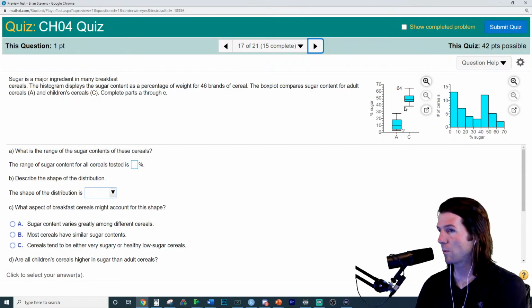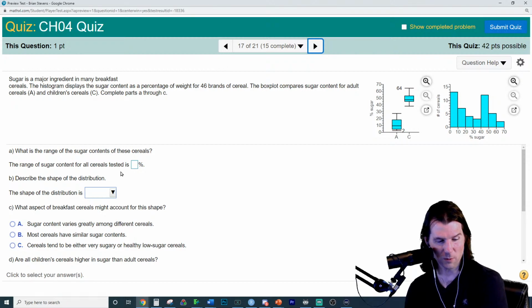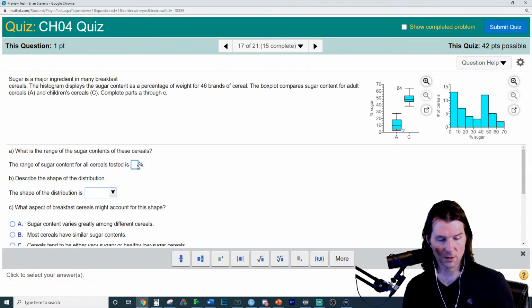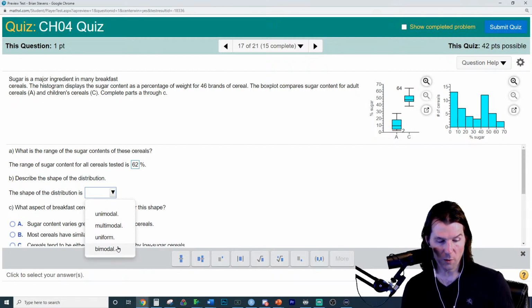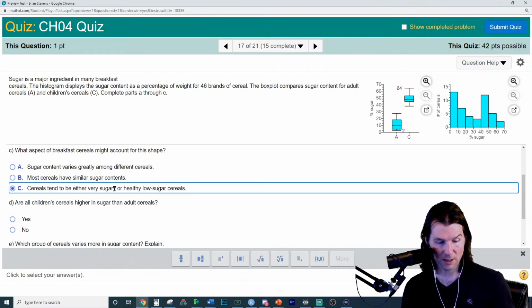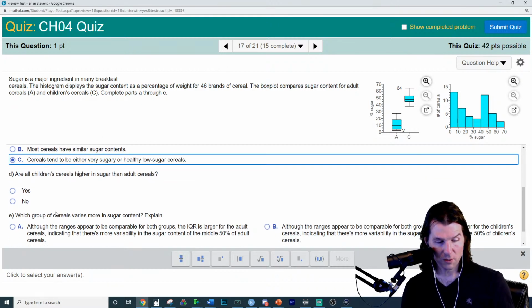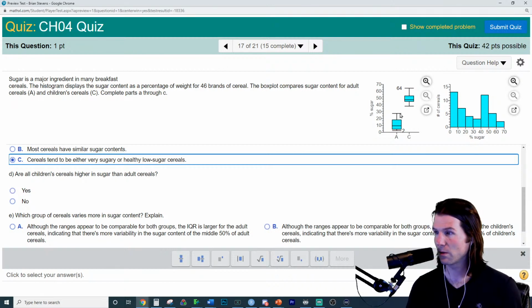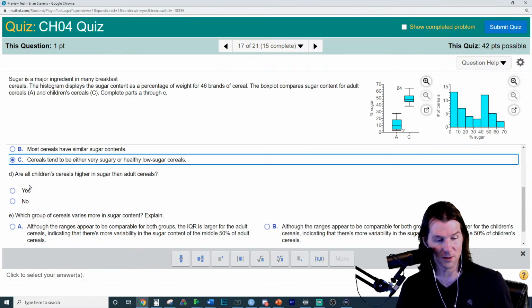Same sort of deal with this. We're going to compare adults' and children's cereals. I feel like we've done this one. What is the range of the sugar content of these cereals? We have done this, so I'm going to do it a little bit quickly. Describe the shape of the distribution. It is bimodal. What aspect of the breakfast cereals might account for the shape? Cereals tend to be either this or this. Are the children's cereals higher in sugar than adults'? Are all children's cereals? The answer is yes. There's no outliers. The lowest child cereal is higher than the highest adult cereal.